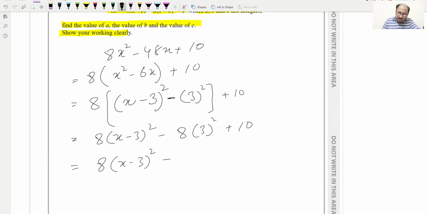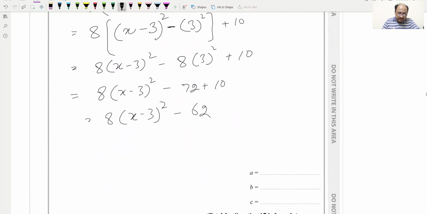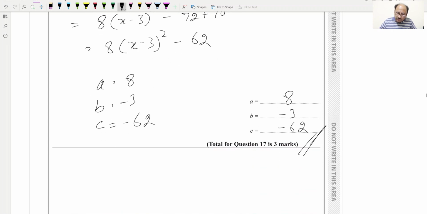So 3 3s are 9, so 9 8s are 72, 72 plus 10, and this will be 8 into x minus 3 squared minus this will be 62, and now we can check A value will be equal to 8, B value will be equal to minus 3, and C value is equal to minus 62. These values we can provide at the proper location provided for answer, and this is basically a 3 marks question, which we are done.